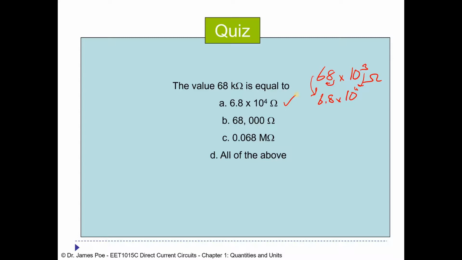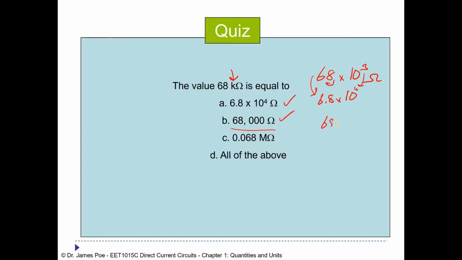So we should just answer A? No. Because look, also B is correct. Because remember, kilo is 1,000. So 68 kilo is 68,000 ohms. And again, we already know the answer has to be D because there's 2 of them. We can check the last one too.